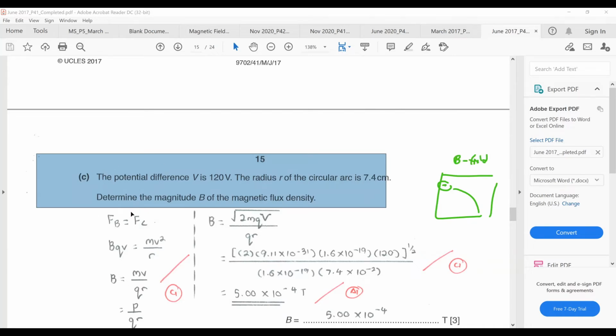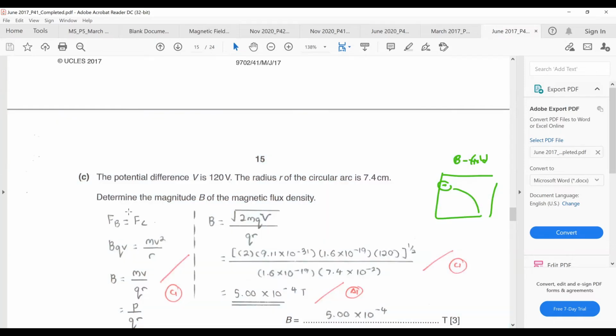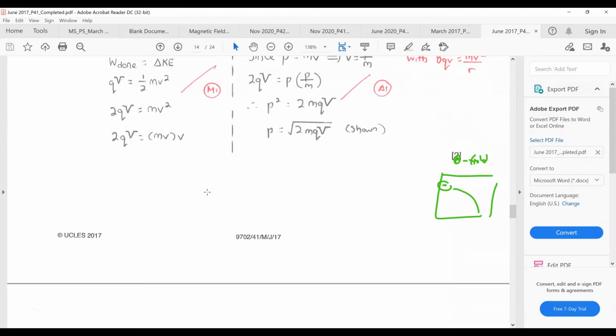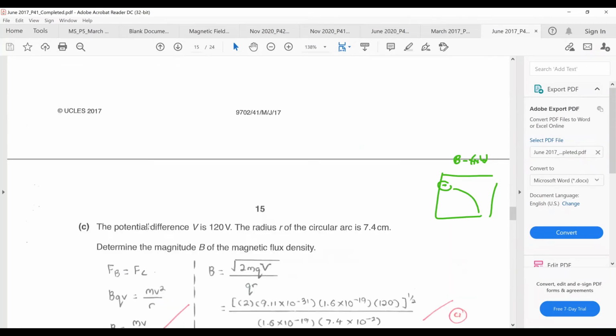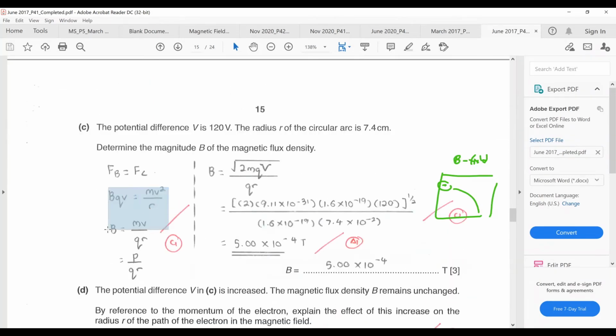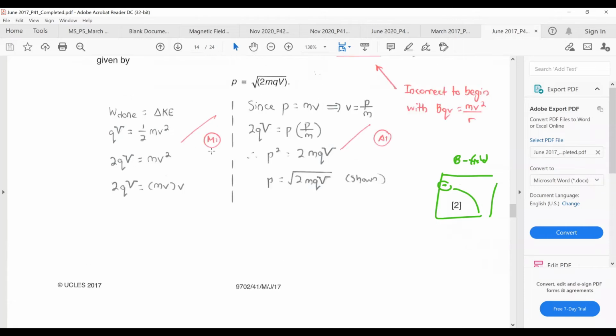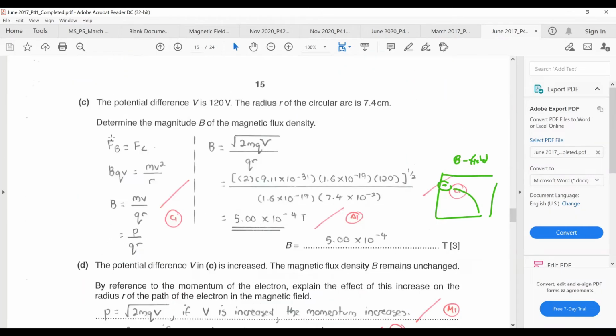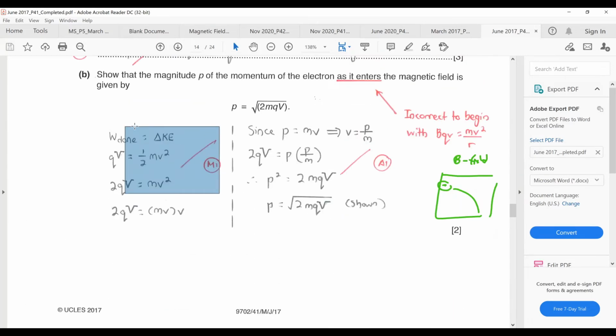So you can use FB equals FC. Then you get BQv equals mv squared over r. Then eventually you get B equals mv over Qr. Alright. Now you need to realize that there's a way to change this in such a way that it relates to your previous question. In Paper 4, a lot of times, your subsequent questions tend to relate to the previous one when it comes to calculation.